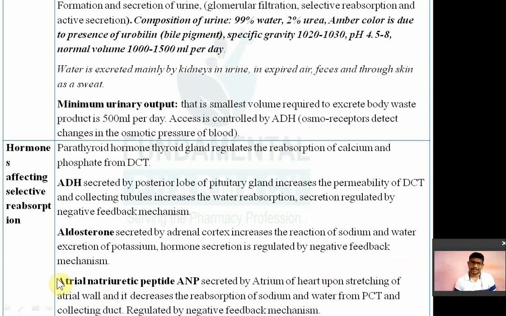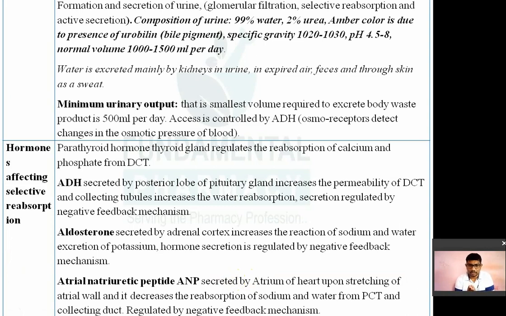Another hormone is there known as atrial natriuretic peptide. Atrial natriuretic peptide is secreted by the atrium of your heart, and it is secreted when there is a stretching of the atrial wall, when there is an excessive amount of blood in the atrium. That causes stretching of your atrial wall, and that leads to secretion of this atrial natriuretic peptide. And what is the function of this peptide? It causes diuresis. It causes decrease in the sodium and water reabsorption from the proximal convoluted tubule.